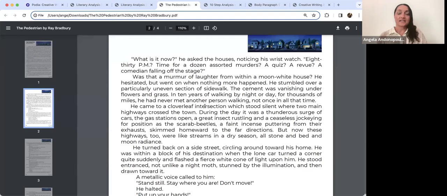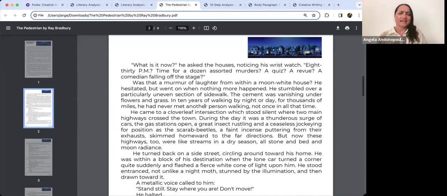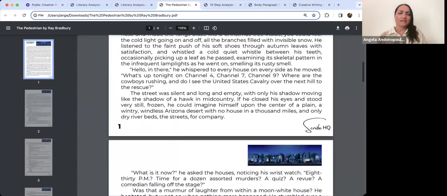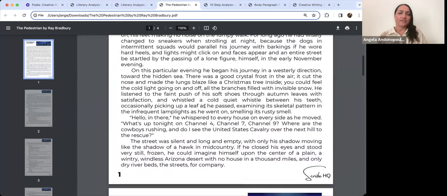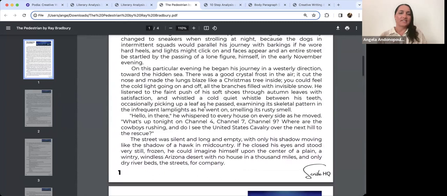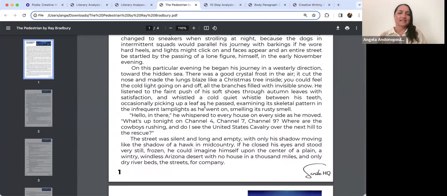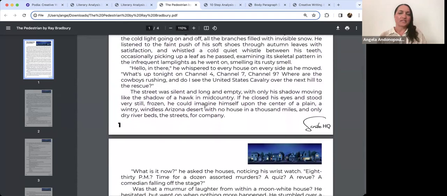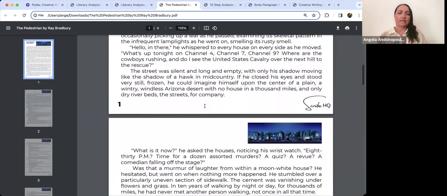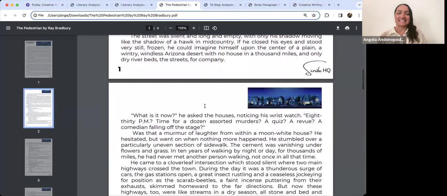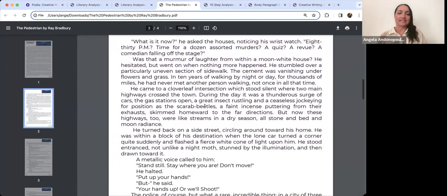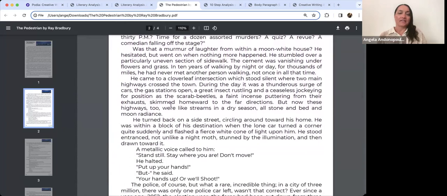The dryness. What do you make of that? Is there anything that you would interpret with the dryness? That's something I haven't really considered. Even the autumn leaves, it is a dry season. And the fact that it's frozen, the center of a plain, it's wintry, there's a desert. And even if we come down a little bit to the Clover intersection, now these highways too, yeah, emptiness, absolutely.